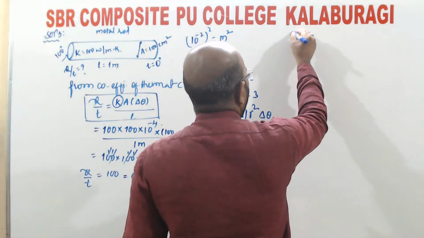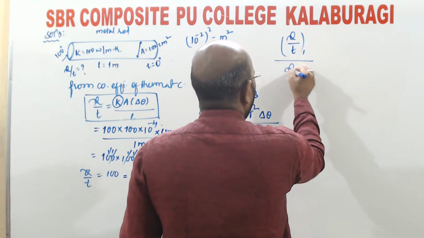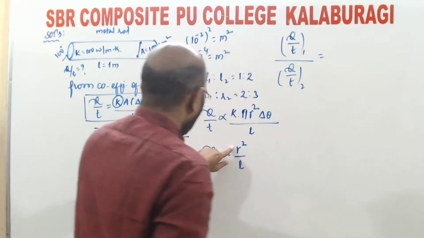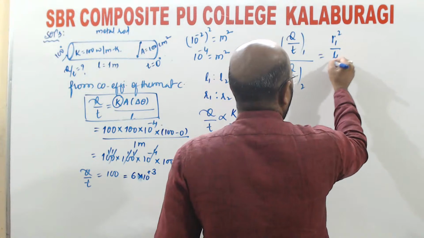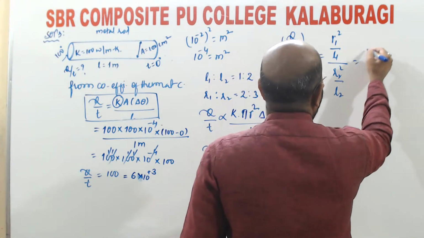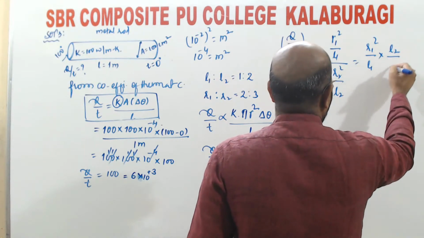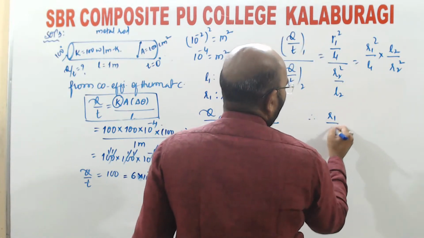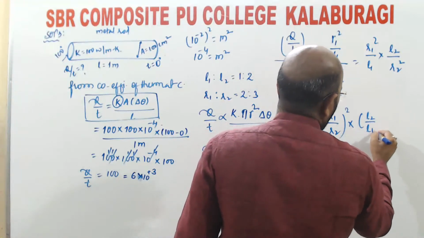So here we have Q1 by T, that is Q by T of 1, whole divided by Q by T of 2, equals R1 square by L1, whole divided by R2 square by L2. So this equals R1 square by L1 into L2 divided by R2 square. Therefore, we have R1 by R2 whole square into L2 divided by L1.